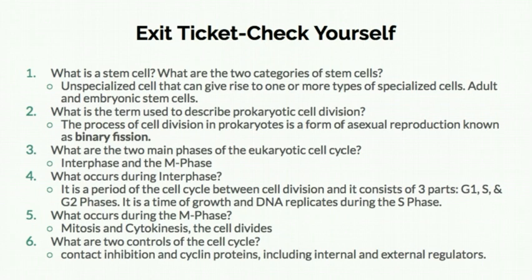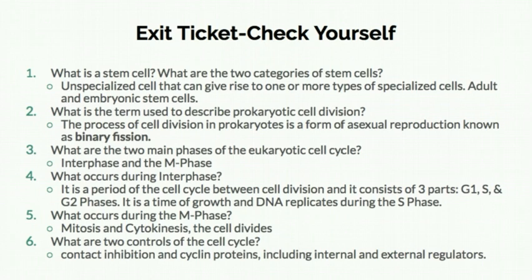The process of cell division in prokaryotes is a form of asexual reproduction known as binary fission. The two main phases of the eukaryotic cell cycle were interphase and the M phase. And number 4, what occurs during interphase? So remember, that was the period of the cell cycle between cell division, and it consists of the G1, S, and G2 phases. It was the time of growth, and the DNA replicates during the S phase. Number 5, the M phase consisted of mitosis and cytokinesis, and that was the actual cell division.